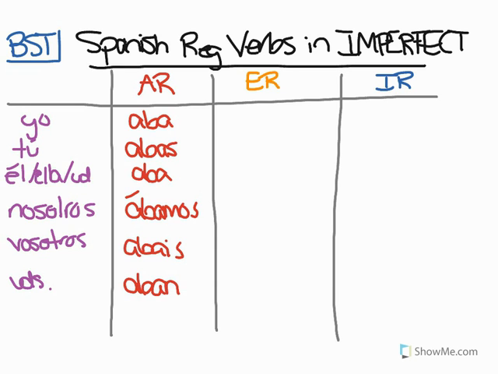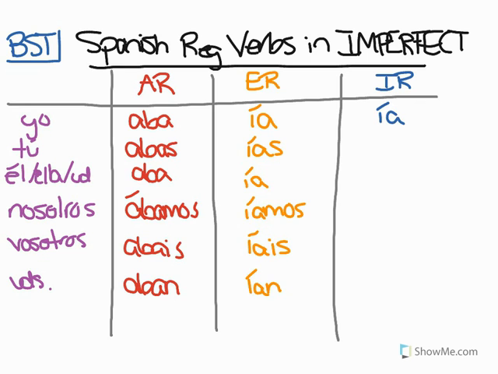Regular ER verbs in the imperfect are conjugated ía, ías, ía, íamos, íais, and ían. And IR verbs are exactly the same as ER verbs, so they go ía, ías, ía, íamos, íais, and ían as well. And you'll notice, if you watched the preterite regular verbs video, that in the preterite, the other past tense in Spanish, ER verbs and IR verbs are also conjugated the same.